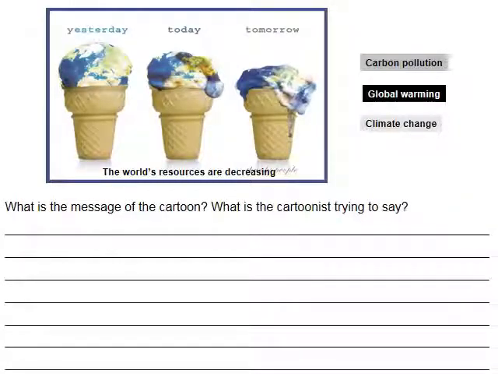This cartoon is making you think a little bit about the effect of carbon pollution, global warming, and climate change. So I'll leave you to write something about what the cartoonist is trying to tell us.